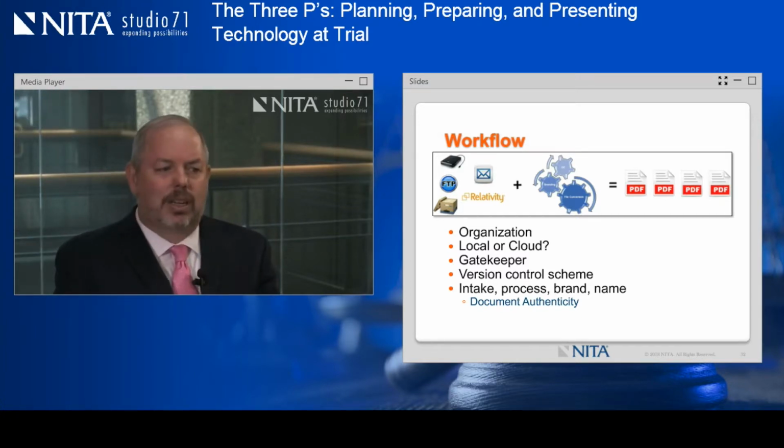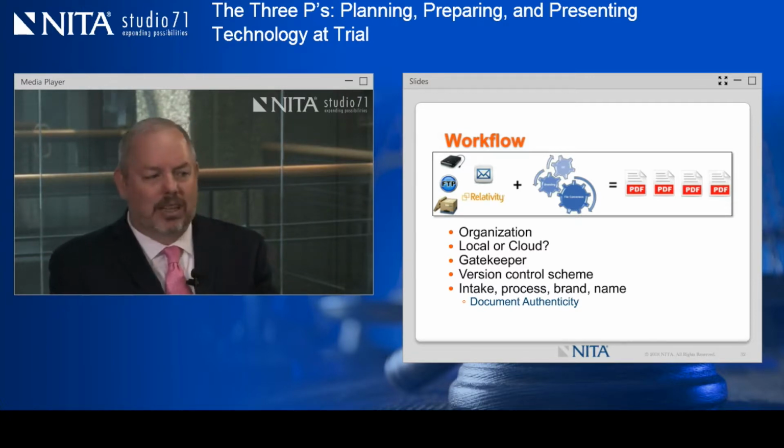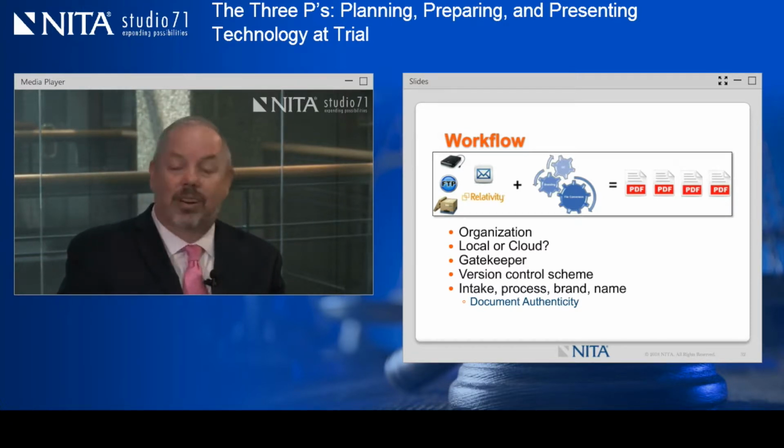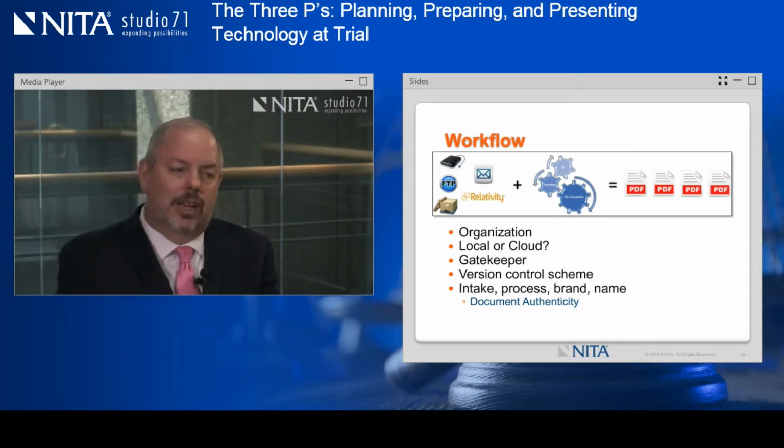Having a version control scheme for exhibits is important because when teams lose control of exhibits, the entire case is put in jeopardy of displaying the wrong exhibit, something unredacted, or not having the file at all. It just never makes it over to the technician.